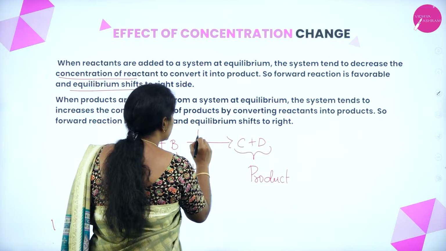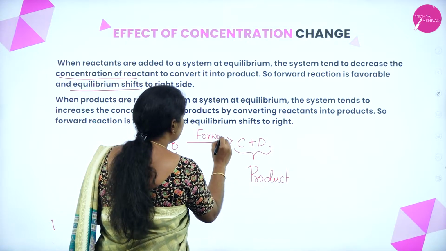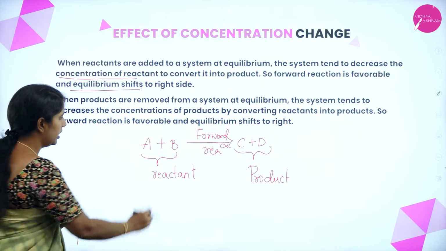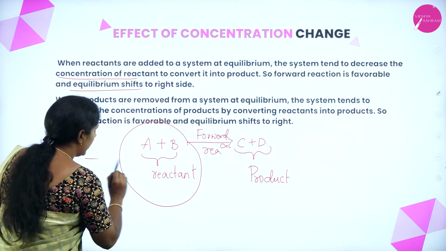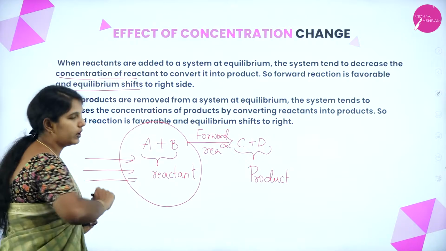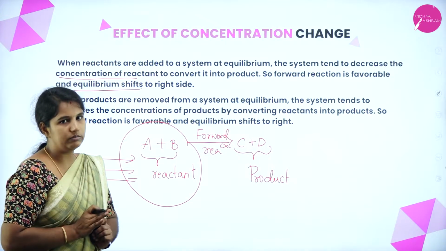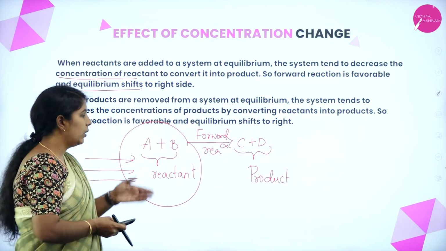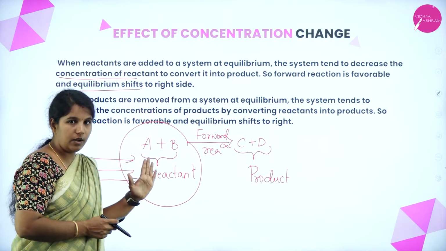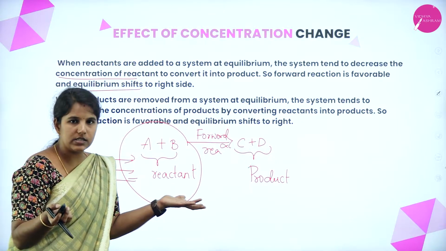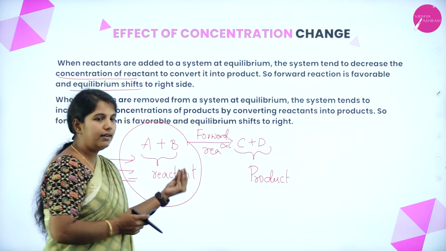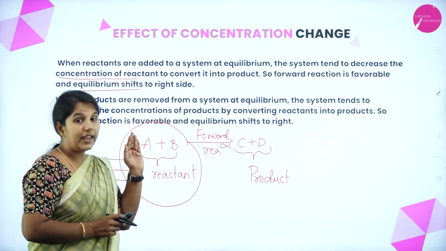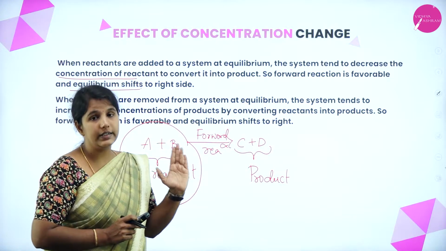Thereby, it favors the forward reaction. It favors what? The forward reaction, when you apply a higher concentration of the reactant to the system. So, how does the equilibrium get shifted? Because when you add the reactant to the system, obviously the system will get disturbed, so the reactants will react themselves and form a product, so that the equilibrium will be shifted in the forward direction.